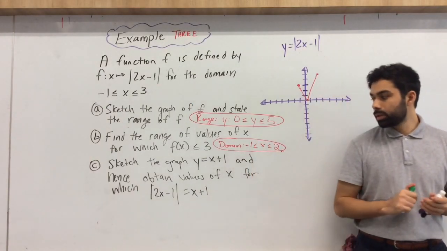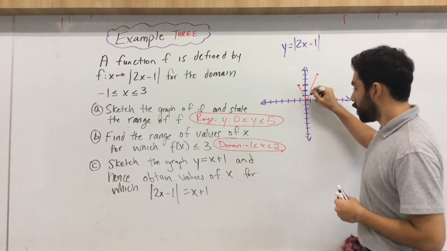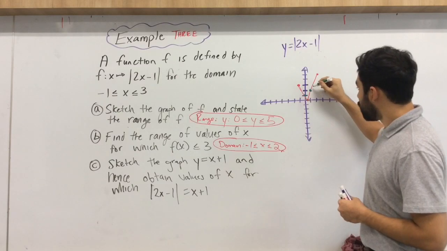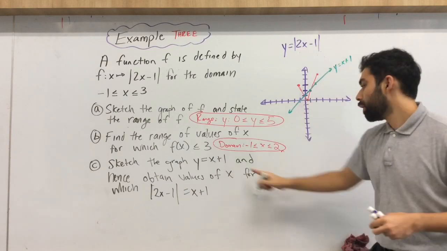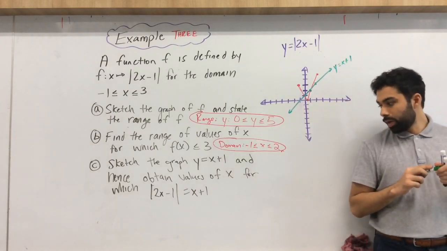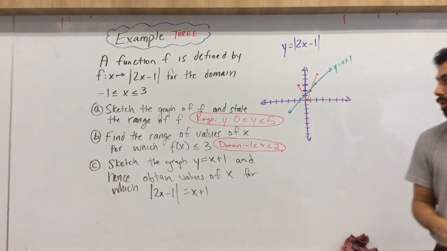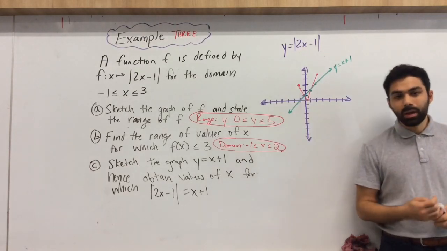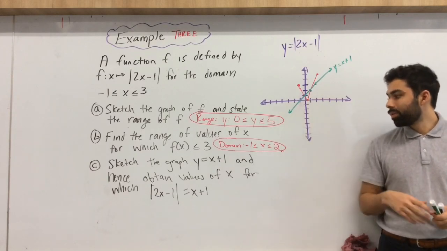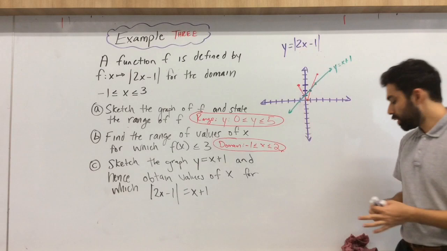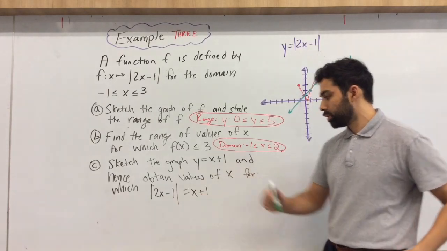For 3c, it states, sketch the graph y is equal to x plus 1. Let's go ahead and do that real quick. Again, this is a quick sketch. And hence obtain the values of x for which the absolute value of 2x minus 1 is equal to x plus 1. Essentially it's just asking you where they intersect. We can get that according to the graph, but since this is a sketch, you should set both of these functions equal to each other, like it mentions here.